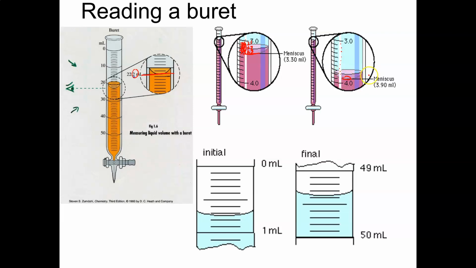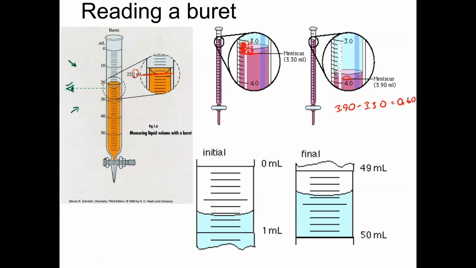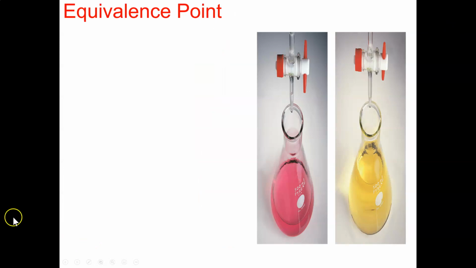So what's the volume that I added? Because that's what you're really interested in. It's going to be 3.90 minus 3.30, which means I added 0.60 milliliters of solution. That's the actual volume that you're going to be working with, the 0.60. So just be aware of that. When you're doing these volume measurements before and after, what you're looking for is the change in volume, not the individuals.